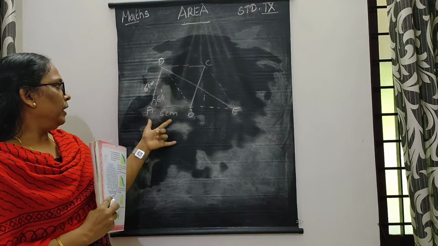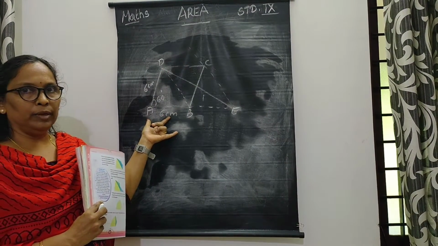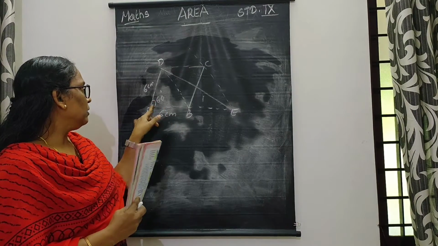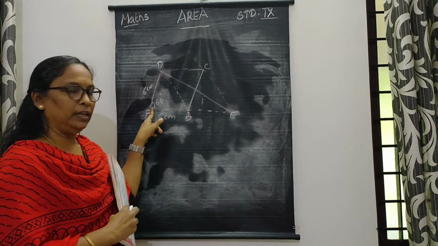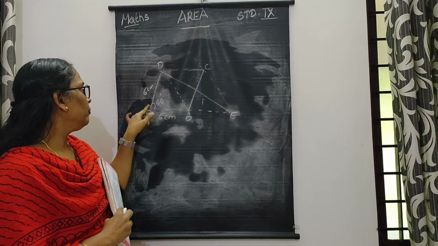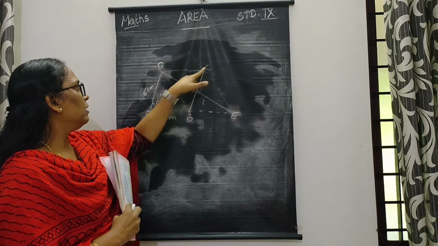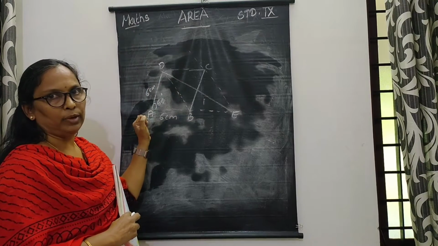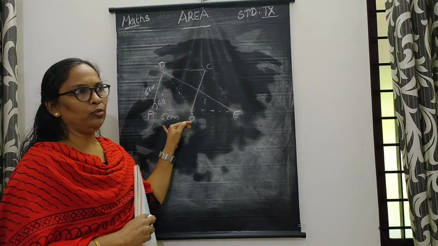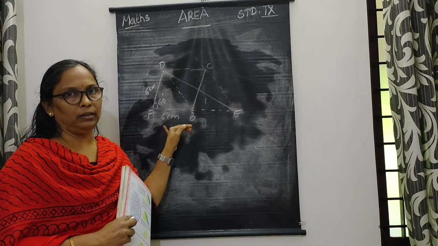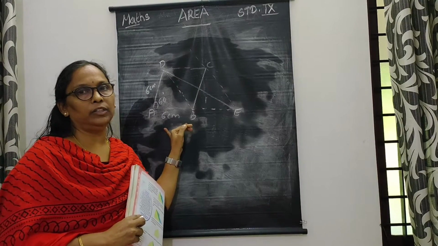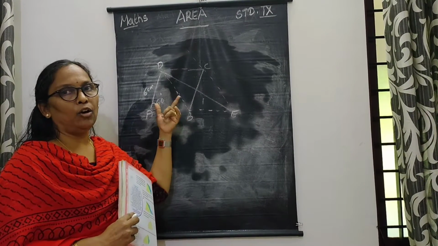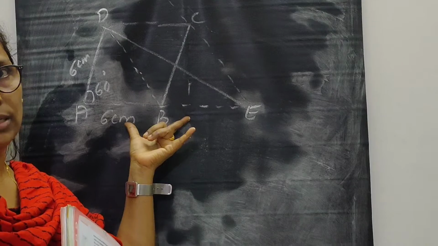Rhombus ABCD with a side 6 cm. And here the angle is given as 60 degree. So take 60 degree here and we can complete the rhombus with all sides 6 cm. Then we have to construct a triangle, right triangle with the same area of the rhombus.